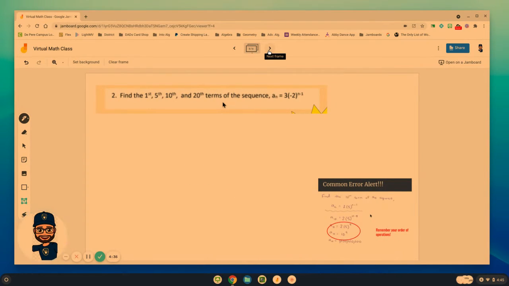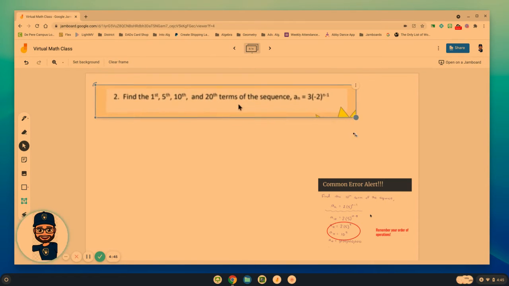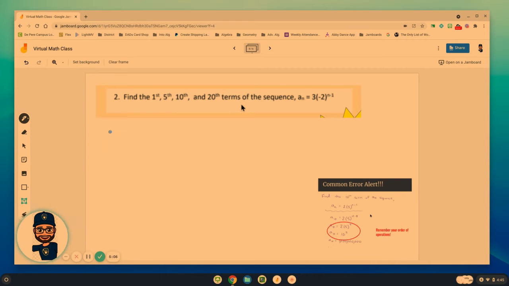Here's another one. Find the first, 5th, 10th, and 20th terms of this sequence. a sub n equals 3 times negative 2 to the n minus 1 power. Now, notice, they give you the explicit formula. Why would they probably give you that? Because they're only having you find certain terms along the way. If I want to find the 20th term, I don't want to need to find the previous 19 to get there. So let's figure out what is a of 1, the first term.